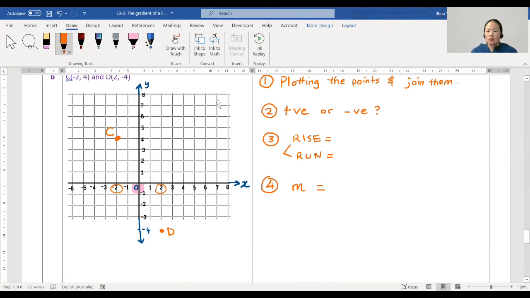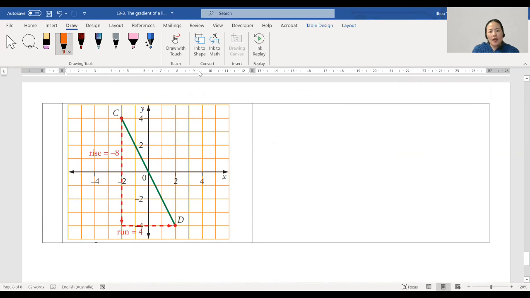Now, if I join them together, it'll look like this. I have to decide whether it's a positive or negative. It's going towards my left, so that means it's going to be negative. Second step, I need to find my rise and my run. Now, my rise will be negative rise because it's negative going towards my left. So let's have a look at my rise. I'm going to count this. 1, 2, 3, 4, 5, 6, 7, 8, and it's going to be -8.